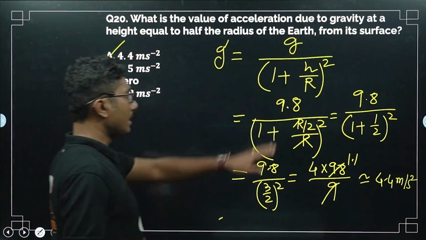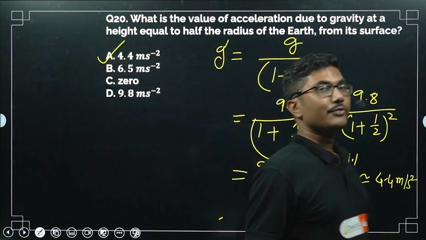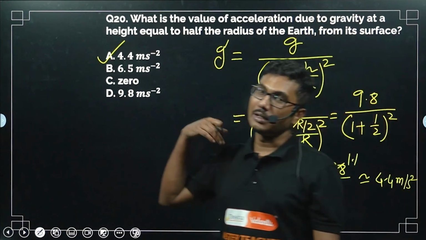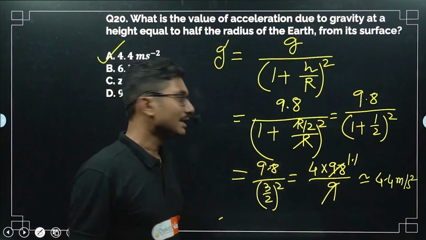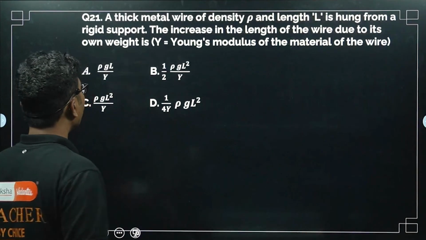Now in the book, in the actual calculation, they have used 10. If you are using 10, that will be a little bit more complicated, but if you are using 9.8, it will be easier because you can easily cancel that. Now move on to the next problem.